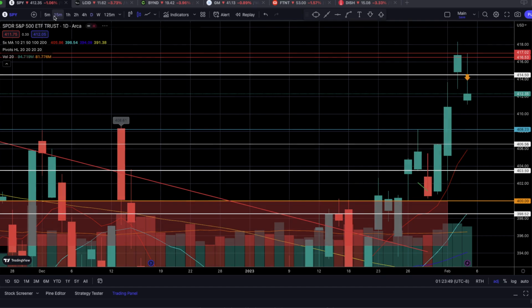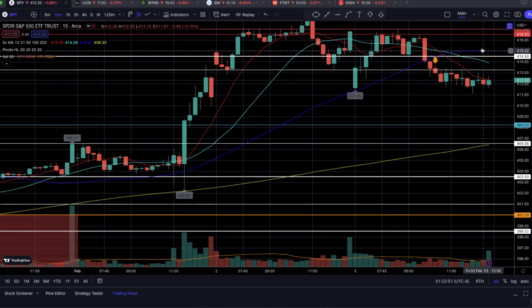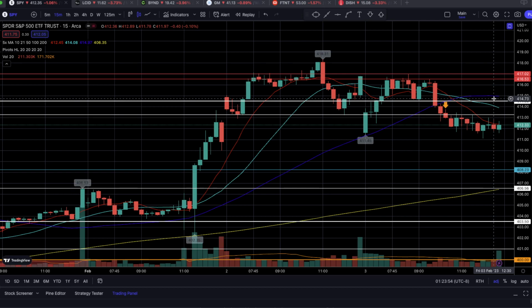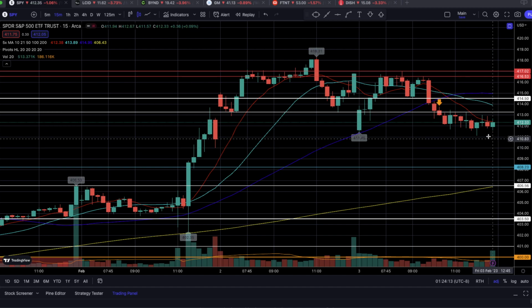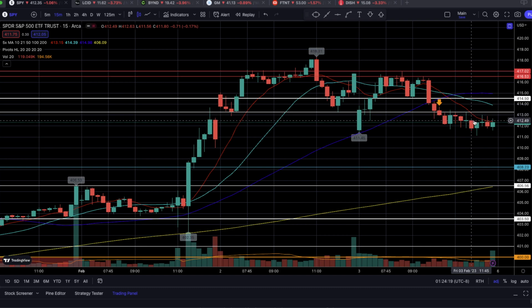Now, if you go on the 15-minute time frame, we created a huge level of supply, an area of sellers between 416.50 to 417. And we weren't able to get back above this area of supply to turn it into an area of demand. And so for the rest of the day on Friday, we continued to move lower and lower, making new lows and lower highs. And at one point, we reached a new low of the day at 411.10, beating the morning's low of 411.45.